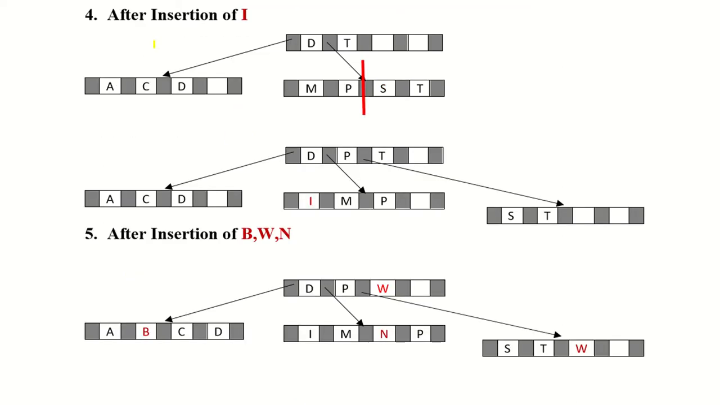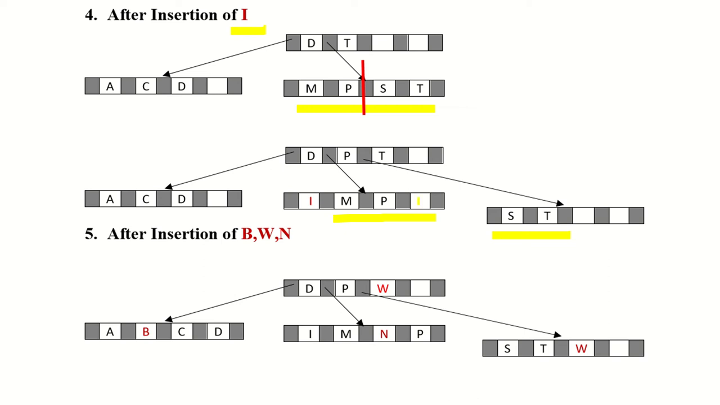Next, I have to insert I. It is not less than D, it is greater than D, so I have to insert it here. As we already see that it is filled with 4, I need to split this node. For splitting it, I'll have 2 nodes: M, P is my left and S, T becomes your right. Now that is your child.